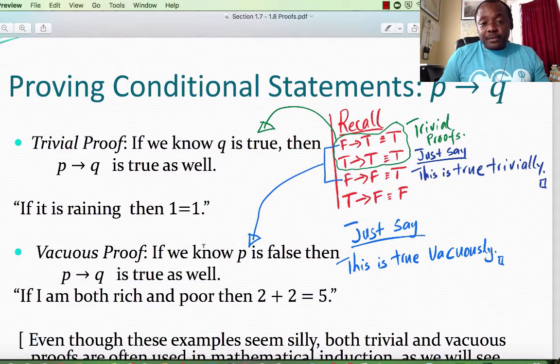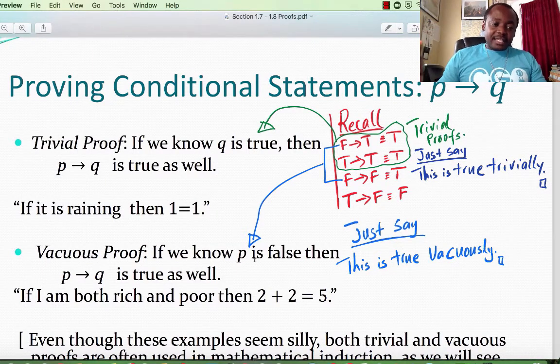End of proof. Period. Or if you want to elaborate some more, you can say, since 1 equals 1, we can conclude that if it is raining, then 1 equals 1 using a trivial proof. End of proof. That's all. That is how you prove any statement where Q is already known to be true. We call that a trivial proof.